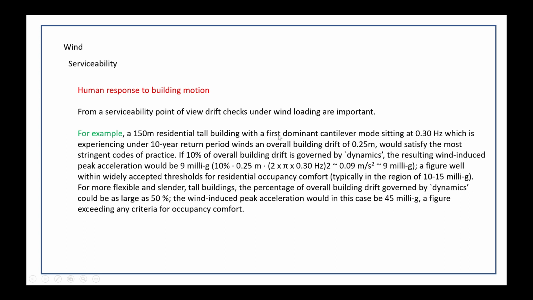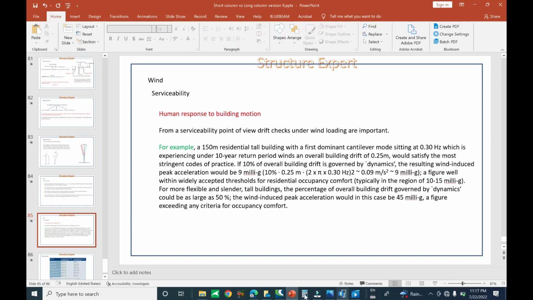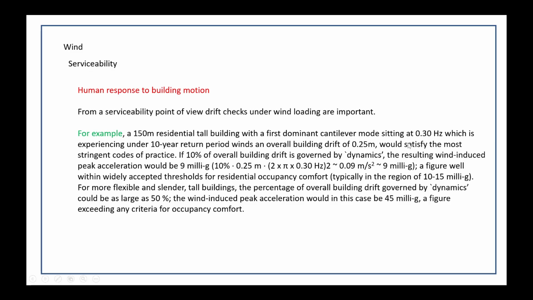The tall building with the first dominant mode of vibration at 0.38 hertz, experiencing a 10-year return period wind, and an overall building drift of 0.25 meter. Now the result in this sample: the overall drift of the building is 0.25 meter, and the building height is 150 meters. The natural frequency is 0.3 hertz.